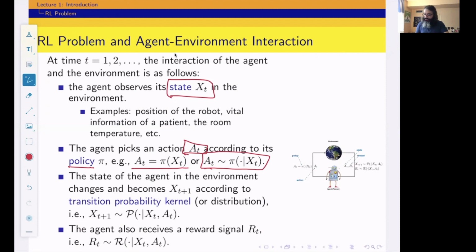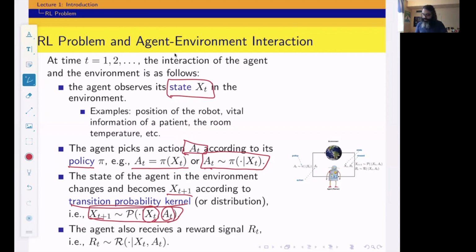Okay, then the state of the agent in the environment changes and becomes xt+1 according to this transition probability kernel or distribution. So this would be the new state of the agent in the environment. And here what is important to notice is that the state or this dynamics depends on two things. One is xt, and the other is at. So it depends on what state it has been in and what action it takes. It doesn't depend on anything else.